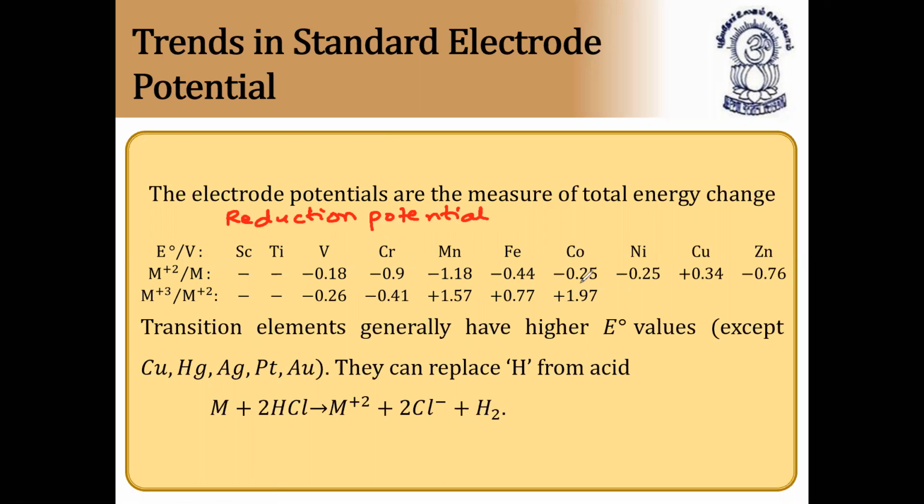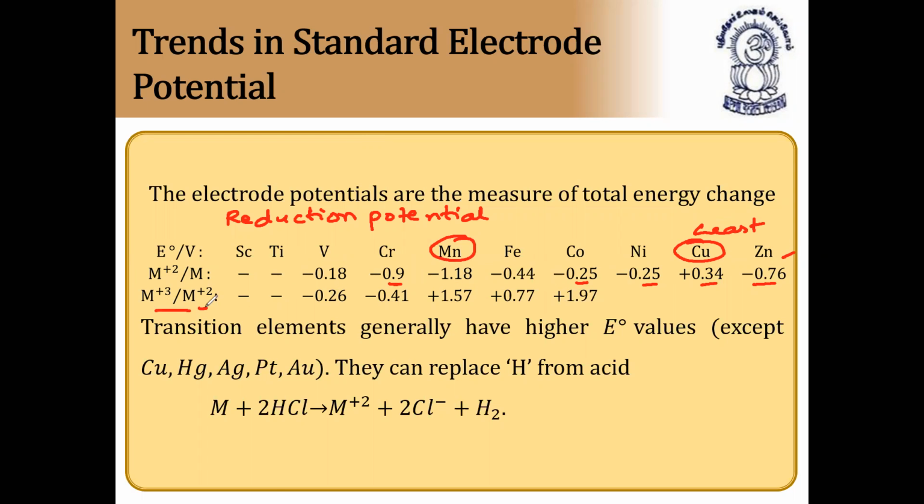You can notice here cobalt, nickel, copper, and zinc. Zinc has minus 0.76. In this, the strongest reducing agent is manganese because it is minus 1.18. The more negative the electrode reduction potential value, the stronger the reducing nature. So manganese is the highest reducing element in this M+2 to M series. Next we have chromium. Nickel, and copper has the least, because it is positive. And next zinc. So negative, negative, negative.